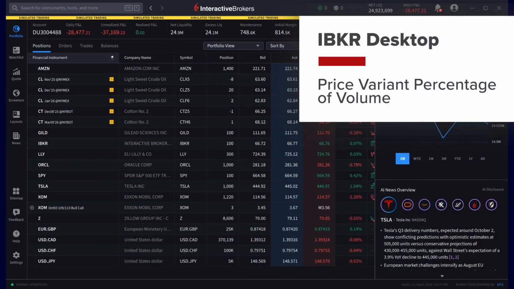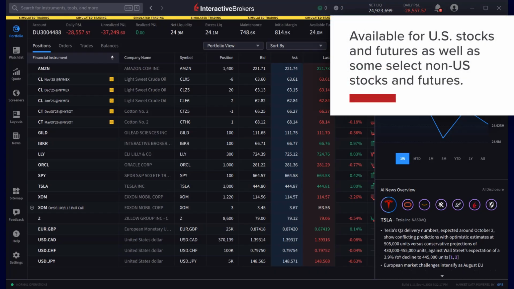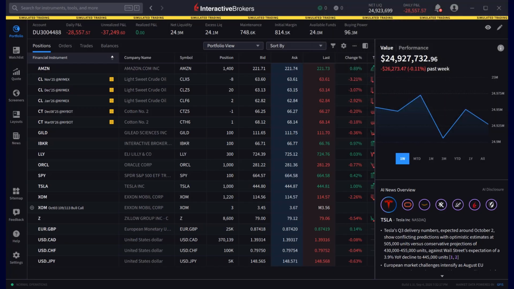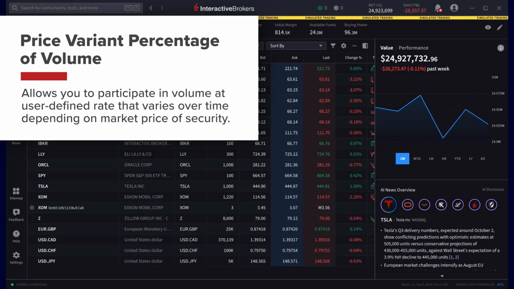The Price Variant Percentage of Volume algo is available for US stocks and futures, as well as some select non-US stocks and futures. This IB algo is useful for larger size orders when you wish to minimize market impact on the price of the security. The Price Variant Percentage of Volume algo allows you to participate in volume at a user-defined rate that varies over the time selected, depending on the market price of the security.